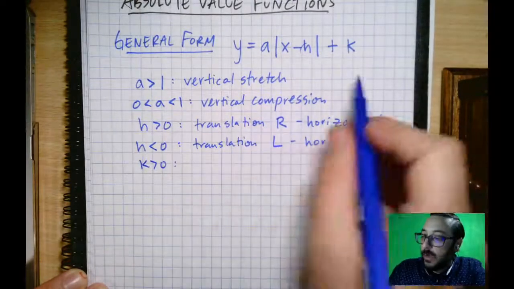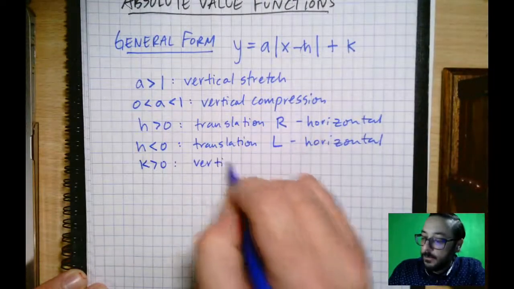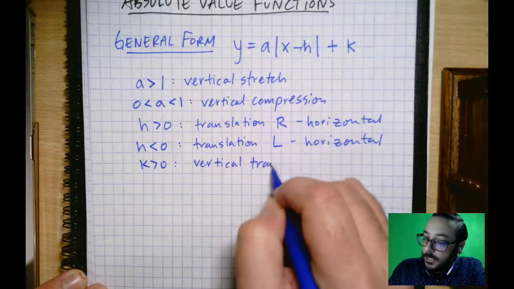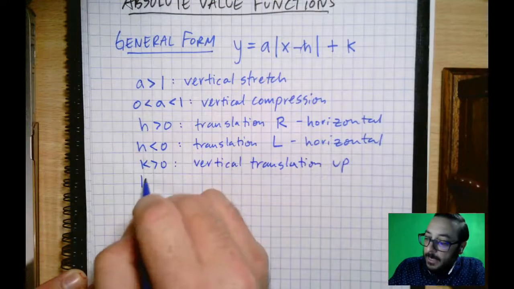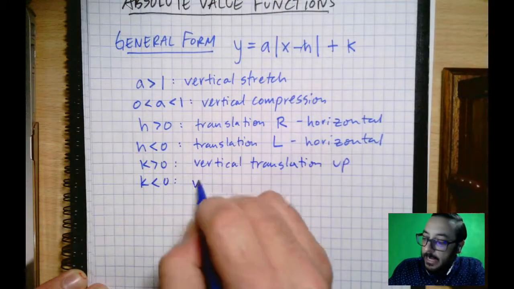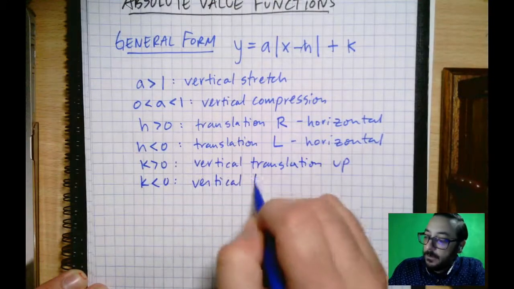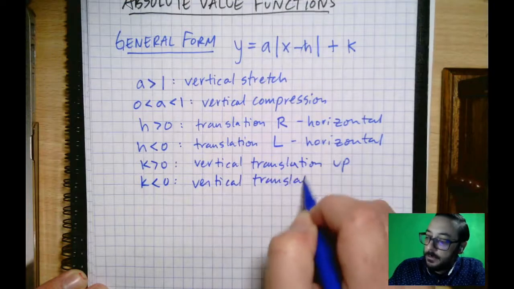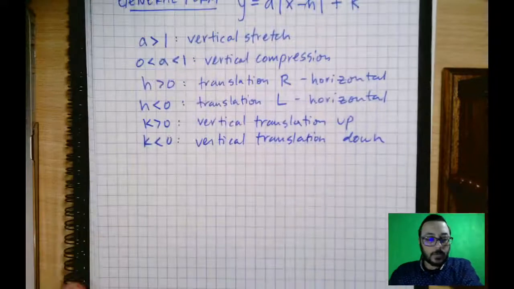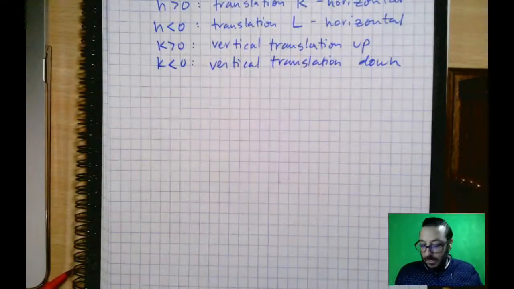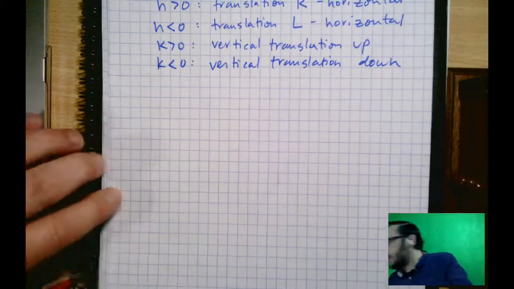So if k is greater than 0, these are vertical translations up. And if k is less than 0, or negative, that's a vertical translation down. Okay? Now let's take a look at a few of our general, typical examples.